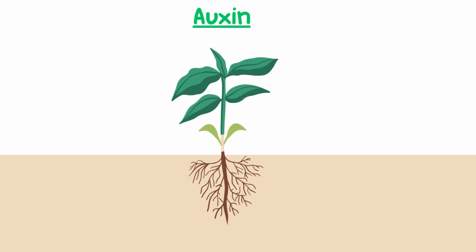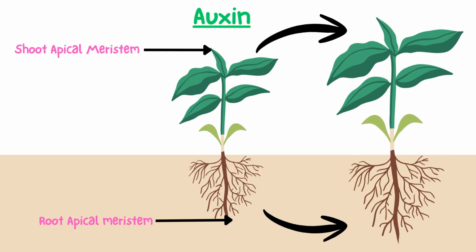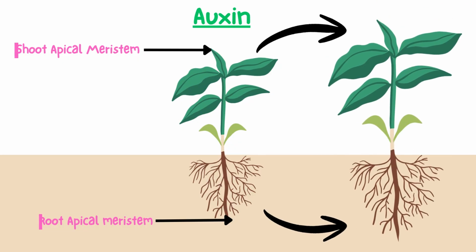Okay, so we begin with our first phytohormone, auxin. Before we begin with the effects of auxin on a plant, we must know some important terminologies in a plant. So, the tip of a shoot is made up of shoot apical meristem, which increases the length of a plant longitudinally. And the tip of the root is made up of root apical meristem, which increases the length of the root in a plant under the soil, leading to primary growth in a plant.